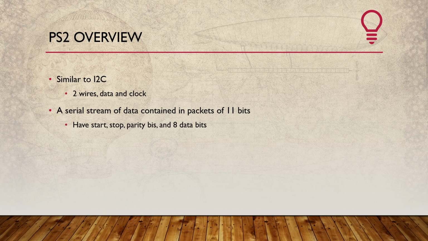An overview of the PS2 is that it's very similar to I2C and SPI, and the state machine it used was kind of an idle and then a transmit or receive. It's also similar to I2C in that it has two wires, data and a clock. Then it is a serial stream of data that contains packets of 11 bits. There's a start, stop, parity, as well as 8 data bits.